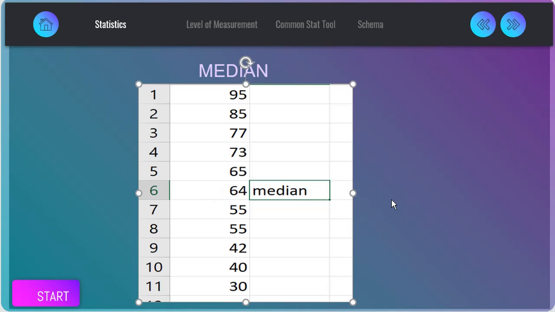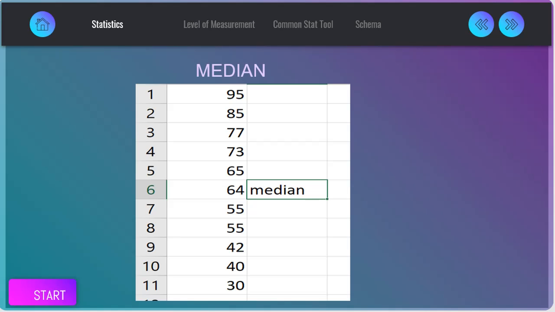Okay, you have to remember, guys, that we have to arrange the order of the scores for us to be able to get the correct median. In this case, we arranged the scores from the highest value, which is 95, to the lowest value, which is 30.